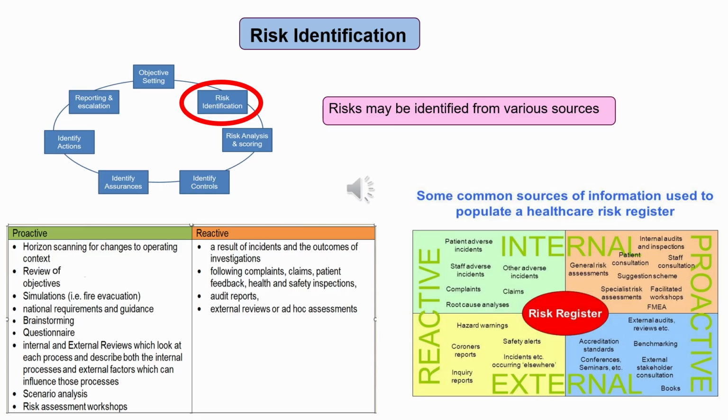Examples of reactive risk identification are as a result of incidents and the outcomes of investigations, following complaints, claims, patient feedback, or health and safety inspections, audit reports, external reviews, or ad hoc assessments. And the table in the bottom right-hand corner of this slide shows some other sources of risk identification and divides them further into internal and external sources.